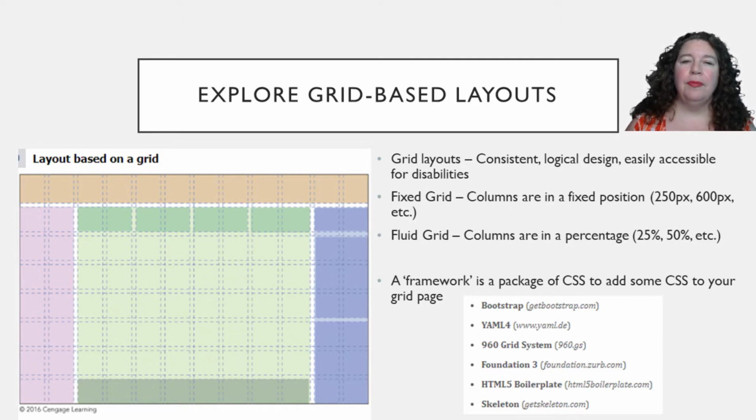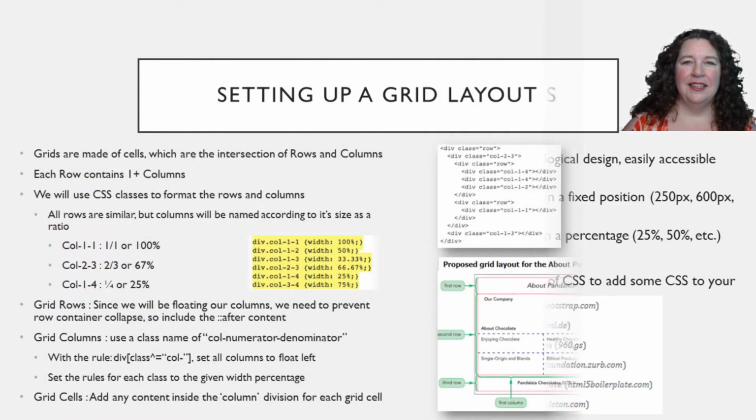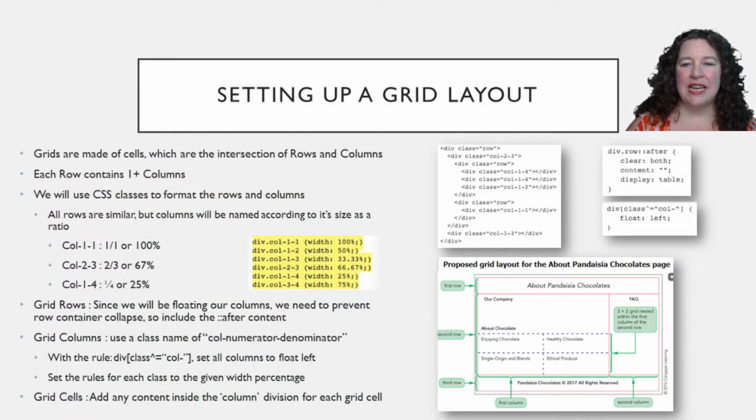There are frameworks that exist in CSS that will do some of this for you, that'll set some of your grids up for you. Bootstrap is a pretty common one. So you can download the Bootstrap CSS files and they will have created some columns and rows for you, which you can then go in and modify in your own personal style sheets. But it gives you a little bit of a starting point. We're not going to be using those in this class, but they are there for you to look for in the future. First thing you need to know is how to set up a grid layout.